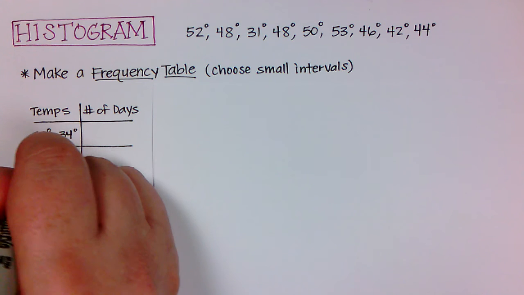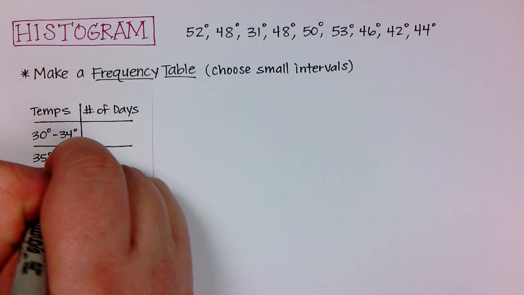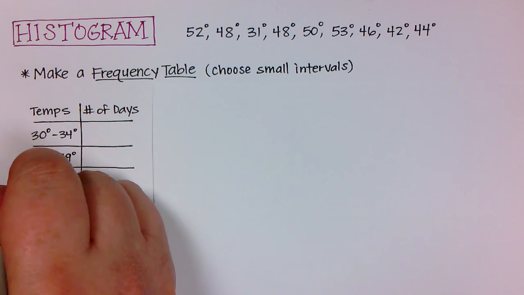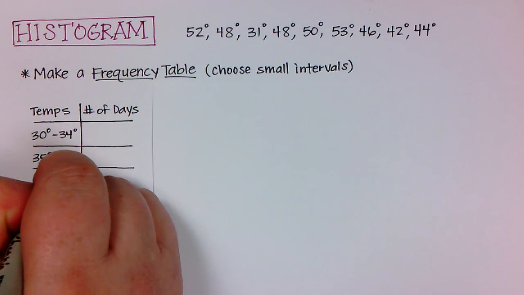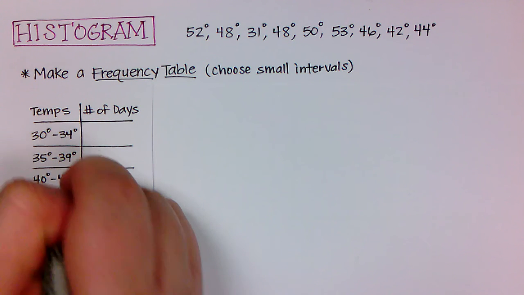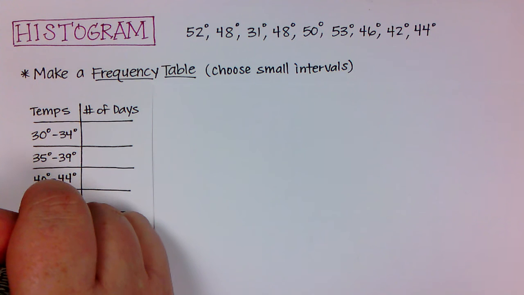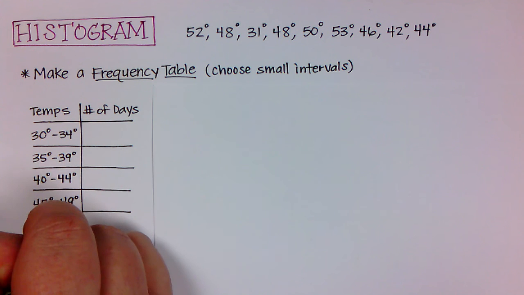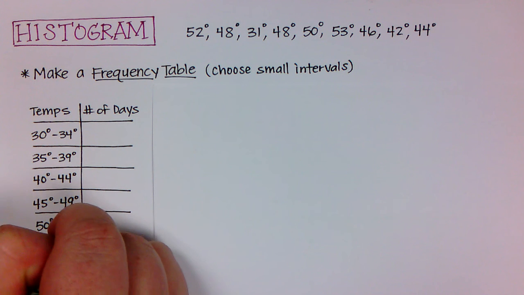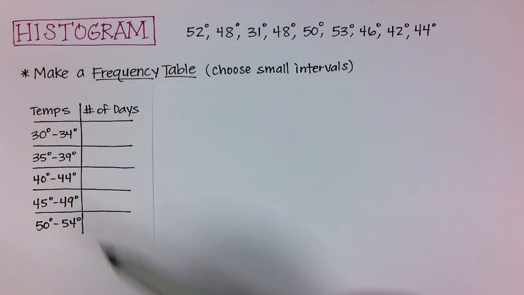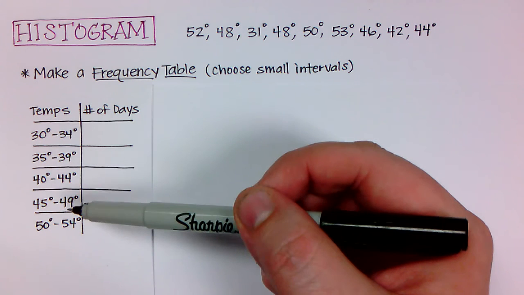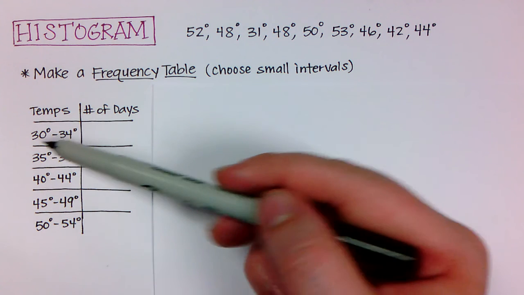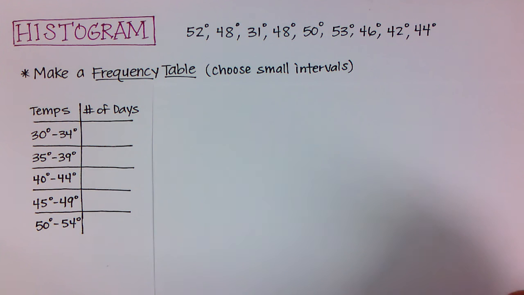So the next one will be 35 degrees to 39 degrees. The next interval, 40 degrees to 44 degrees. My next interval, 45 degrees to 49 degrees. And 50 degrees to 54 degrees. It's really important that all of your intervals have the same number of values in them. So from 30 to 34, I have 30, 31, 32, 33, 34. So I have 5 degrees. And same with all the rest of them. So I'm good so far.